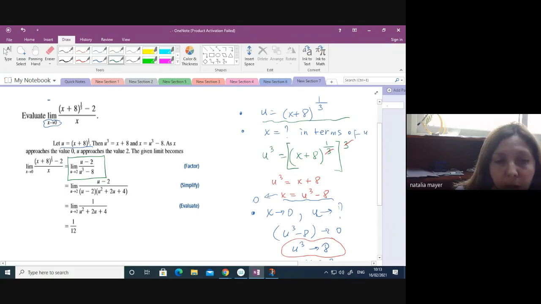Miss Natalia, over, just a second, x. X is, as we said, we isolated it, is u to the power of 3 minus 8. So this is how we got it. And of course, under the limit sign, we have to add u approaches 2 instead of x approaching 0.